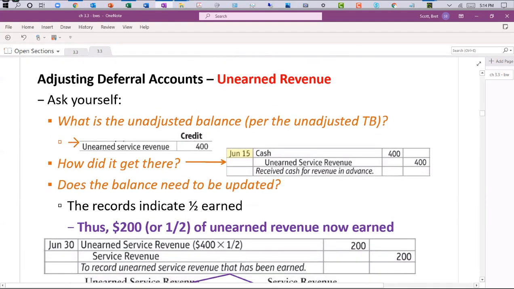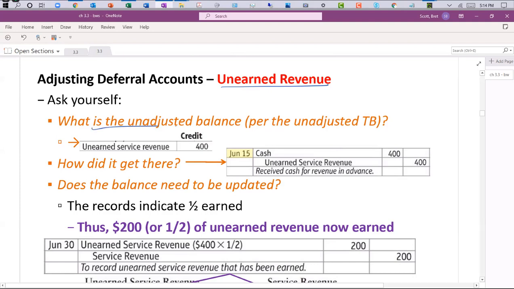In the case of adjusting journal entries for unearned revenue, remember, that's really the only deferral account for liabilities is unearned revenue. Realize that we got cash early. Now we have to ask ourselves, did we actually earn that money? Because people put money down doesn't mean we've earned it. We may have to pay that money back if we can't perform the service.